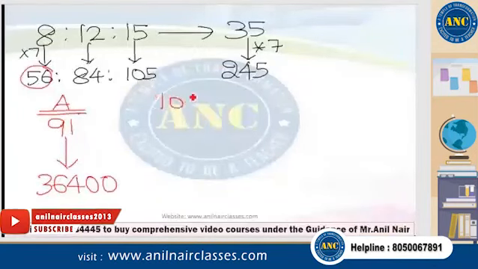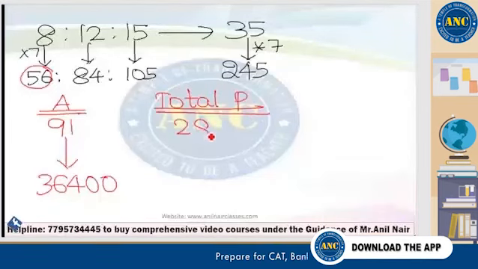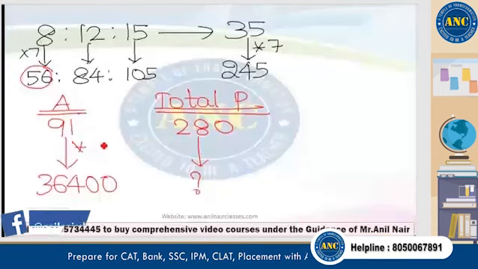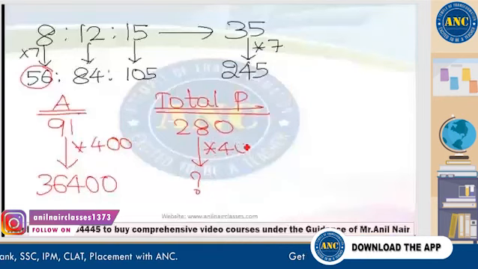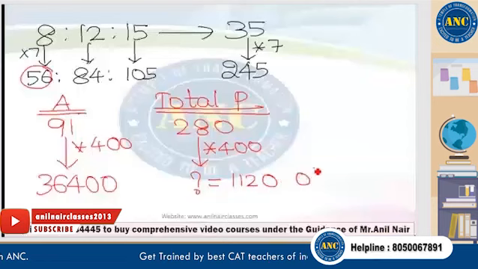Similarly, according to our assumption, total profit is 280 rupees. Question says how much? 91 into 4 is 364 followed by 2 zeros. 280 into 400. Answer is 112 followed by 3 zeros.